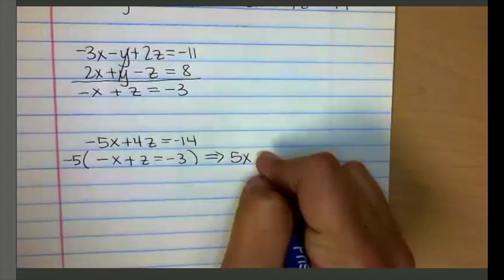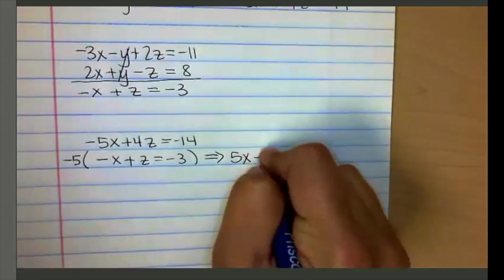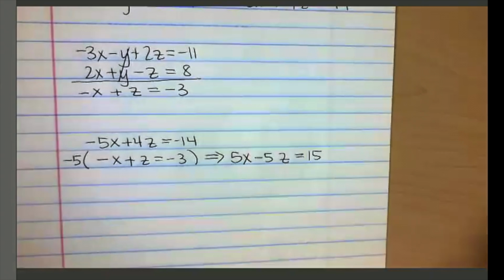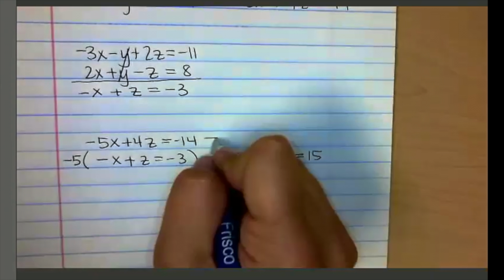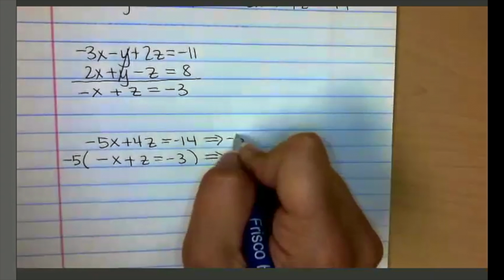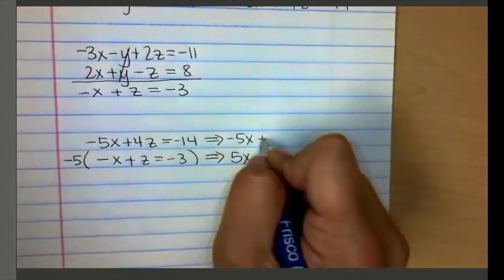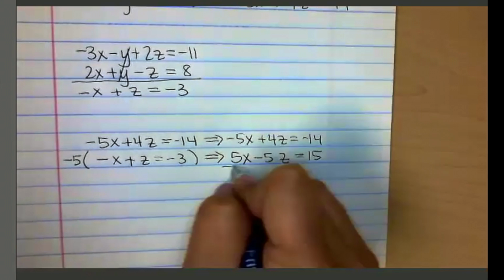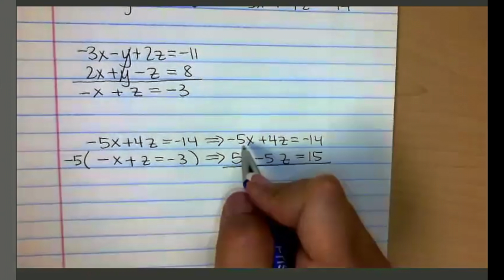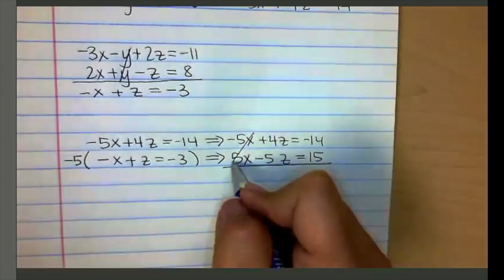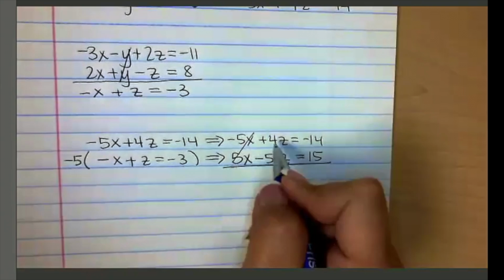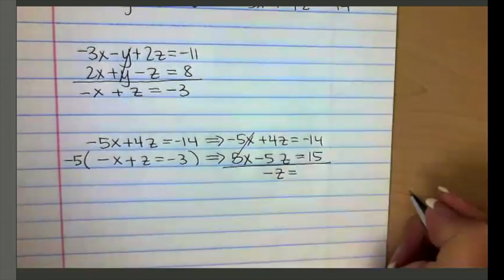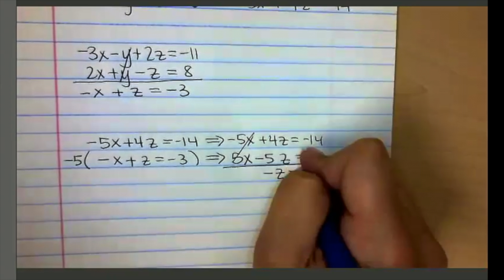-5 times z gives me a -5z. And -5 times -3 gives me a +15. The other equation is just going to move over. So we get -5x plus 4z is equal to -14. We're ready to add these two together. -5x and 5x is 0, so that goes away. -5z and 4z gives me a -z. And -14 and 15 give me a 1.